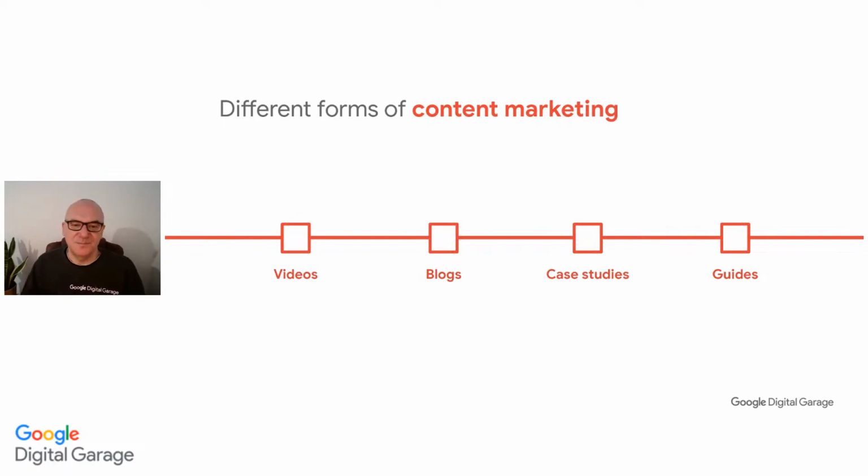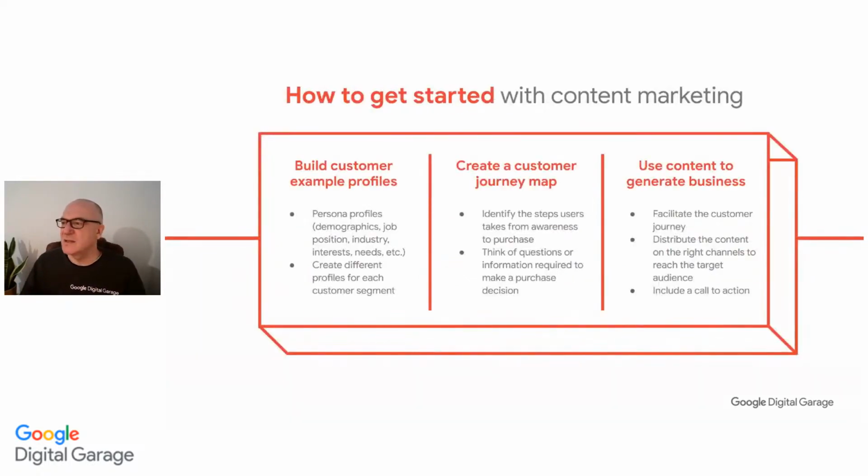Now, in terms of content marketing, you need to build, as I've mentioned already, those customer example profiles or personas as they're referenced. Again, what are people's demographics? So their age ranges, gender, job positions, the industry they're in, the interests they've got, what are their needs, what are their overall challenges, what are they looking for? Products and services like yours. Then you create different profiles for each customer segment.